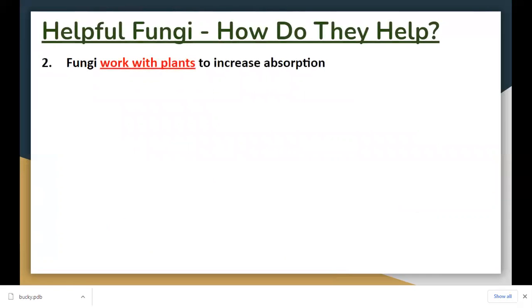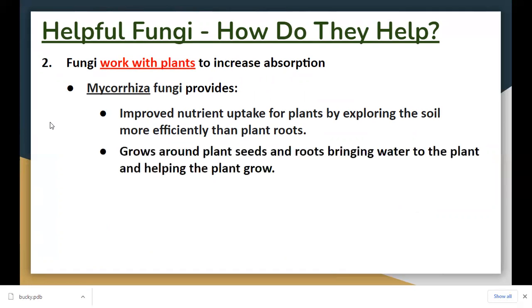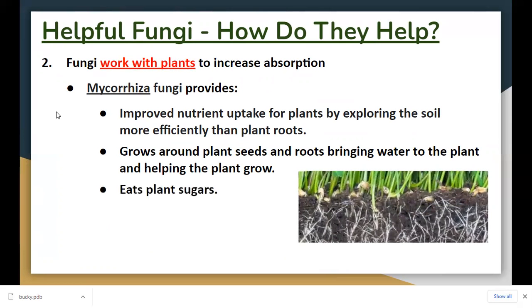How else are they helpful? Fungi work with plants to increase absorption. They help the plants to grow. Mycorrhiza fungi provides improved nutrient uptake for plants by kind of loosening up the soil to make it more efficient for the plant's roots to get into the ground and absorb more nutrients. They grow around plant seeds and roots, and they bring water to the plant and help the plant grow. They also eat plant sugars. There's an example of mycorrhiza.